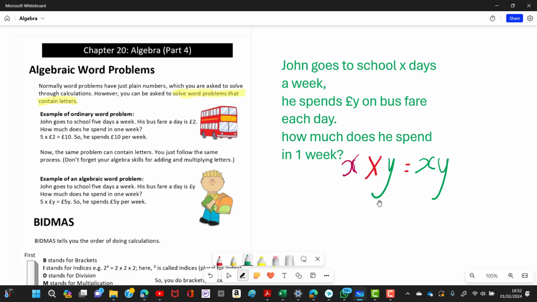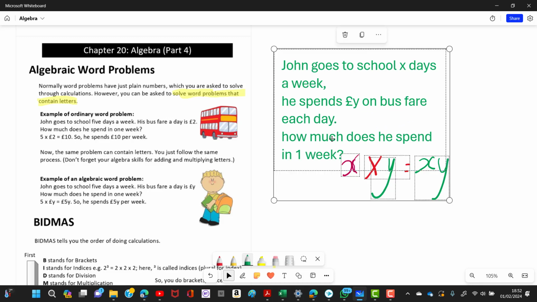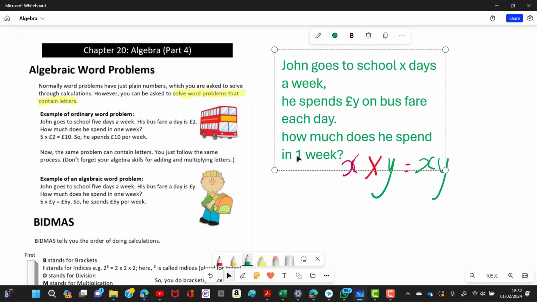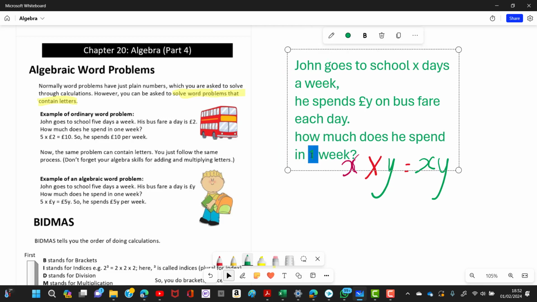And one more change. John goes to school x days a week and he spends y on bus fare each day. How much does he spend not in 1 week, but in z weeks?